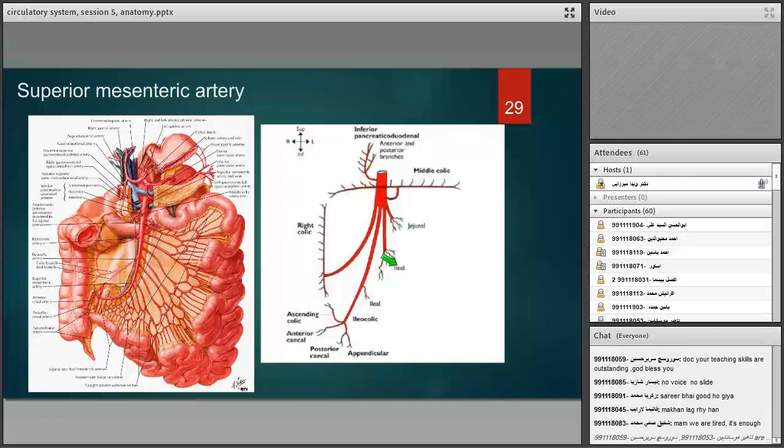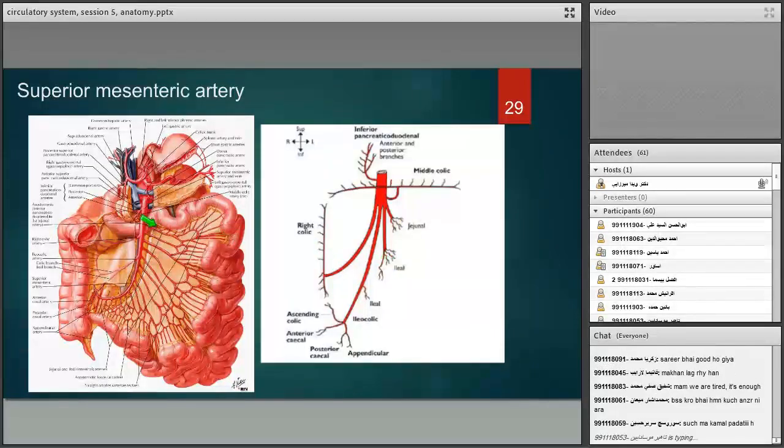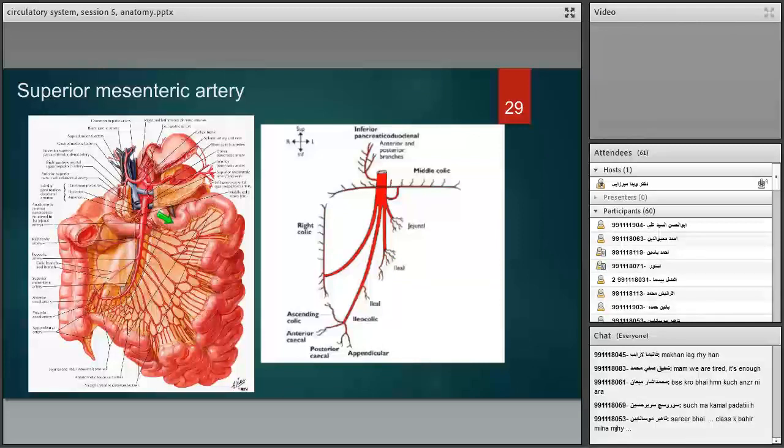Please pay attention. Jejunal and ileal branches. The jejunal and ileal branches, look at here, are passing their way to the mesentery and supplying the blood for the small intestine. The upper parts are jejunals and the lower parts are ileals.